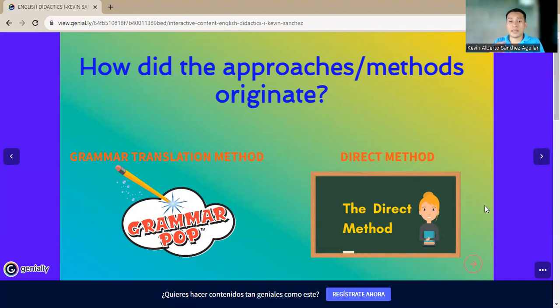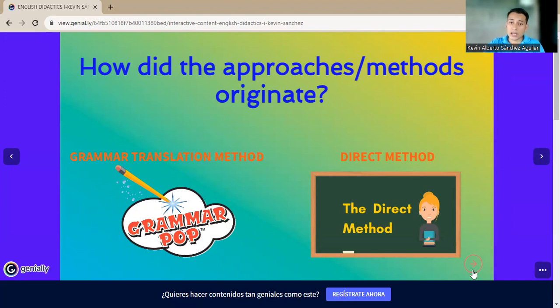After that, we have the direct method. And what is the direct method about? Since the grammar translation method was not focused on speaking, they decided to create this new method. And this method was even better because students were encouraged to use the target language that they were learning. Also, the activities from this method were aimed at developing the speaking abilities.